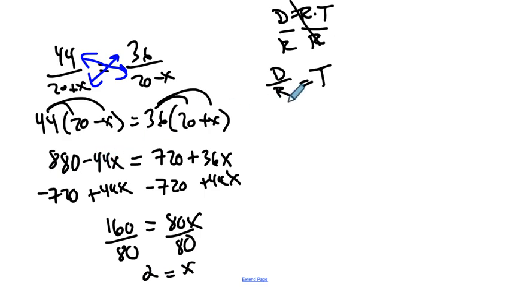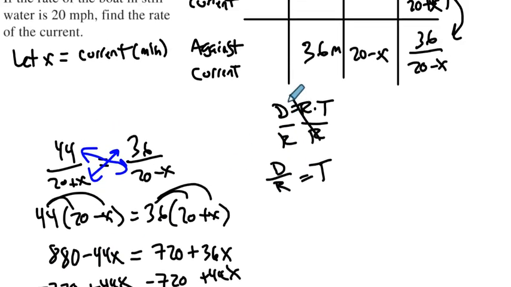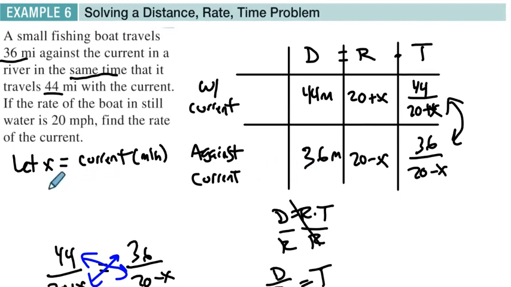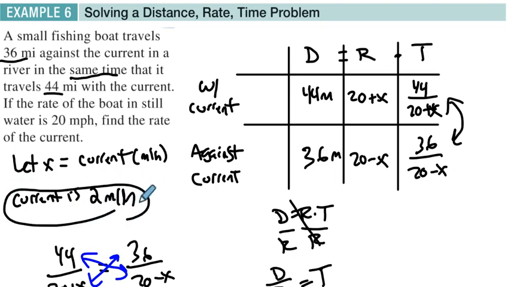Divide by 80, and voila, we get 2. 2 what? What does that even mean? Well, we go back up here: what does x represent? x is the current in miles per hour. So the current is 2 miles per hour. Okay, so that's what we just found. Find the rate of the current, and there it is: 2 miles per hour.